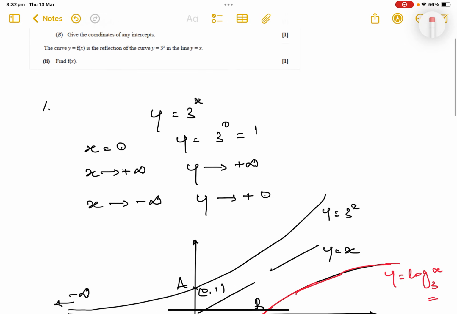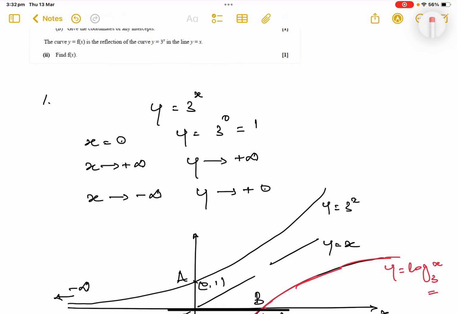Let's start with the graph. y equals 3 to the power x is an exponential graph, as we expect. First, let's get some values to sketch the graph. When x equals 0, y equals 3 to the power 0, which is 1. Setting y equals 0 is not the right approach, because 3 to the power x can never be 0. It will tend to 0 but never reach it, so y can't equal 0.